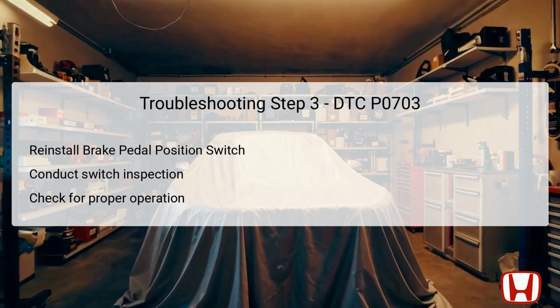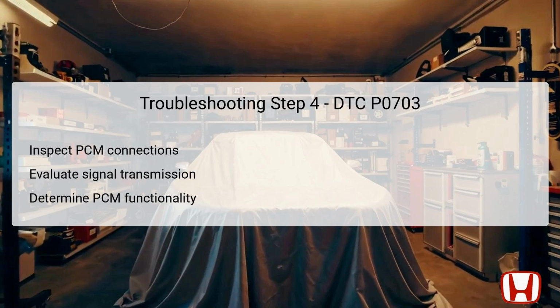If the switch fails to operate as it should during these tests, it confirms that the issue lies with the brake pedal position switch. In the fourth step, the focus shifts to inspecting the PCM, or powertrain control module connectors. This inspection involves ensuring the connectors are clean and securely attached. Following that, evaluate the transmission of signals between the brake pedal position switch and the PCM.